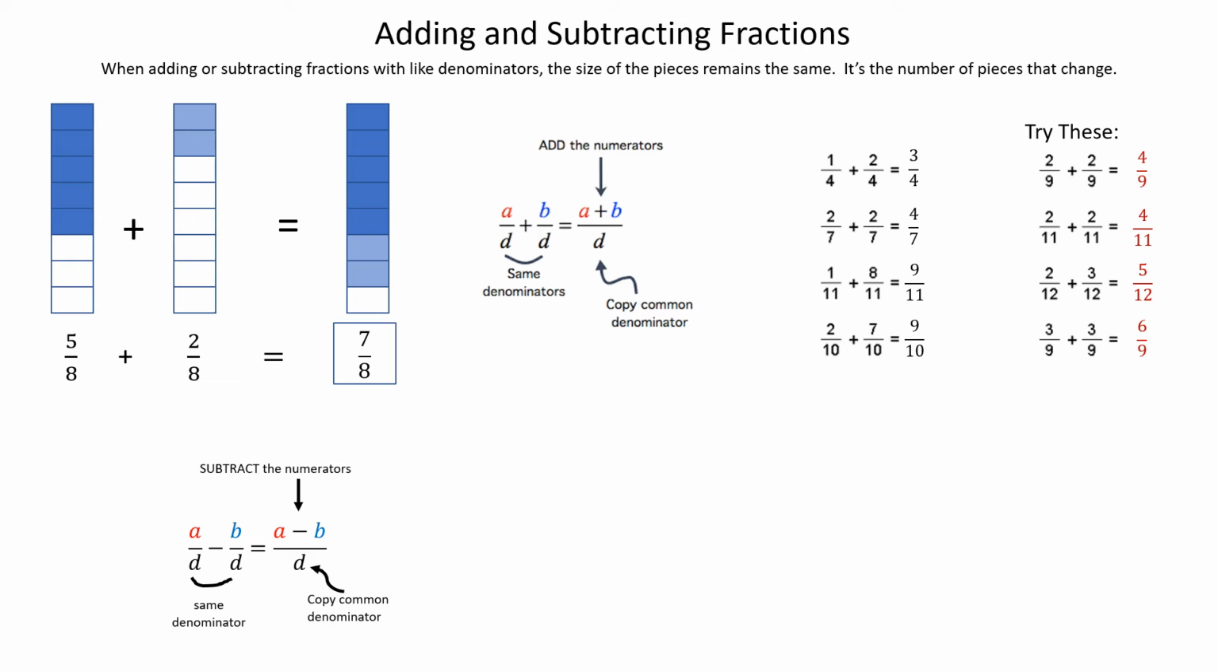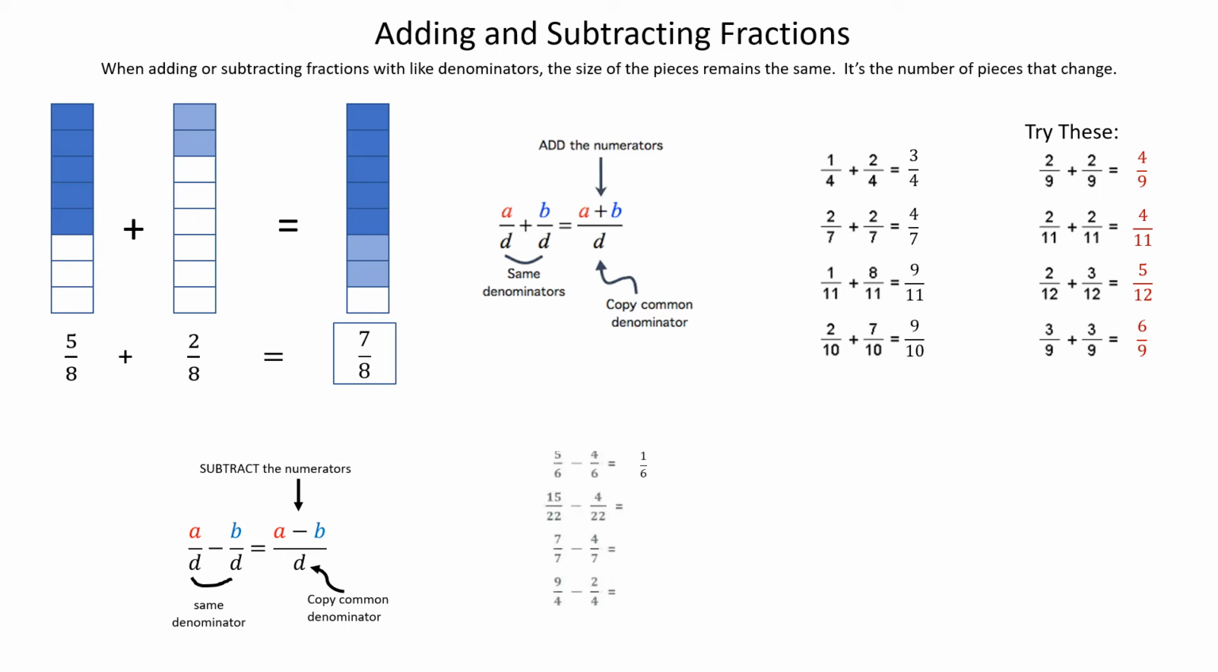Subtracting fractions is the same as adding them, the process. Instead of adding a and b, I'm going to subtract them. So I'm taking a difference. So with these numbers, 5/6 minus 4/6. 5 minus 4 is 1. The denominator is 6, so I have 1/6.